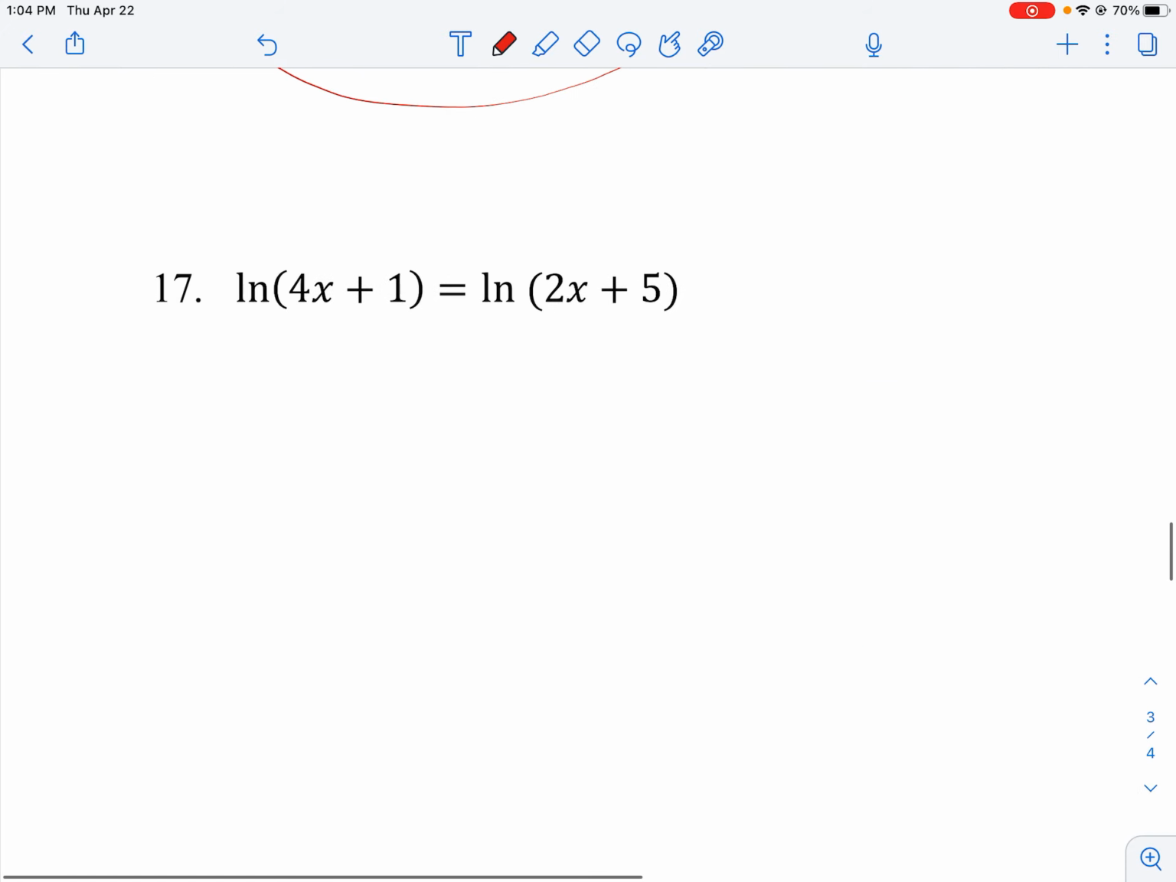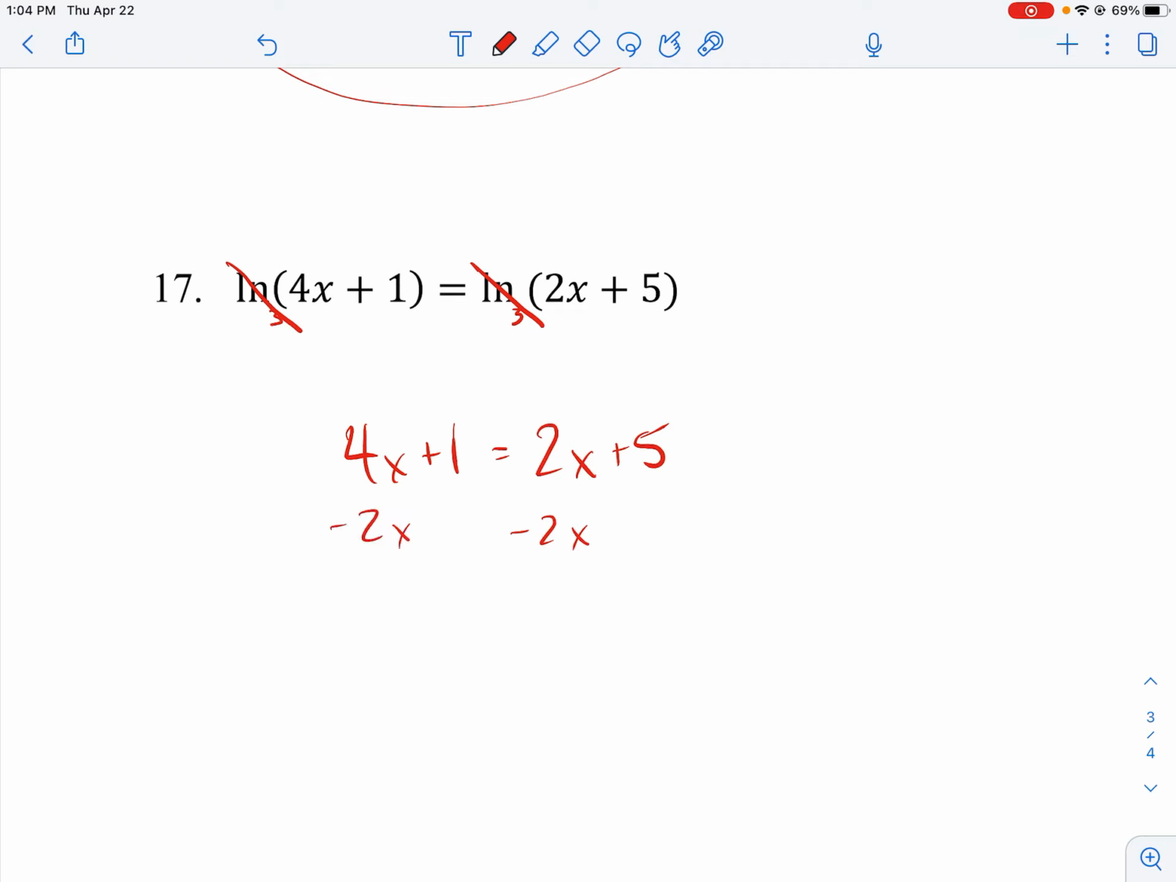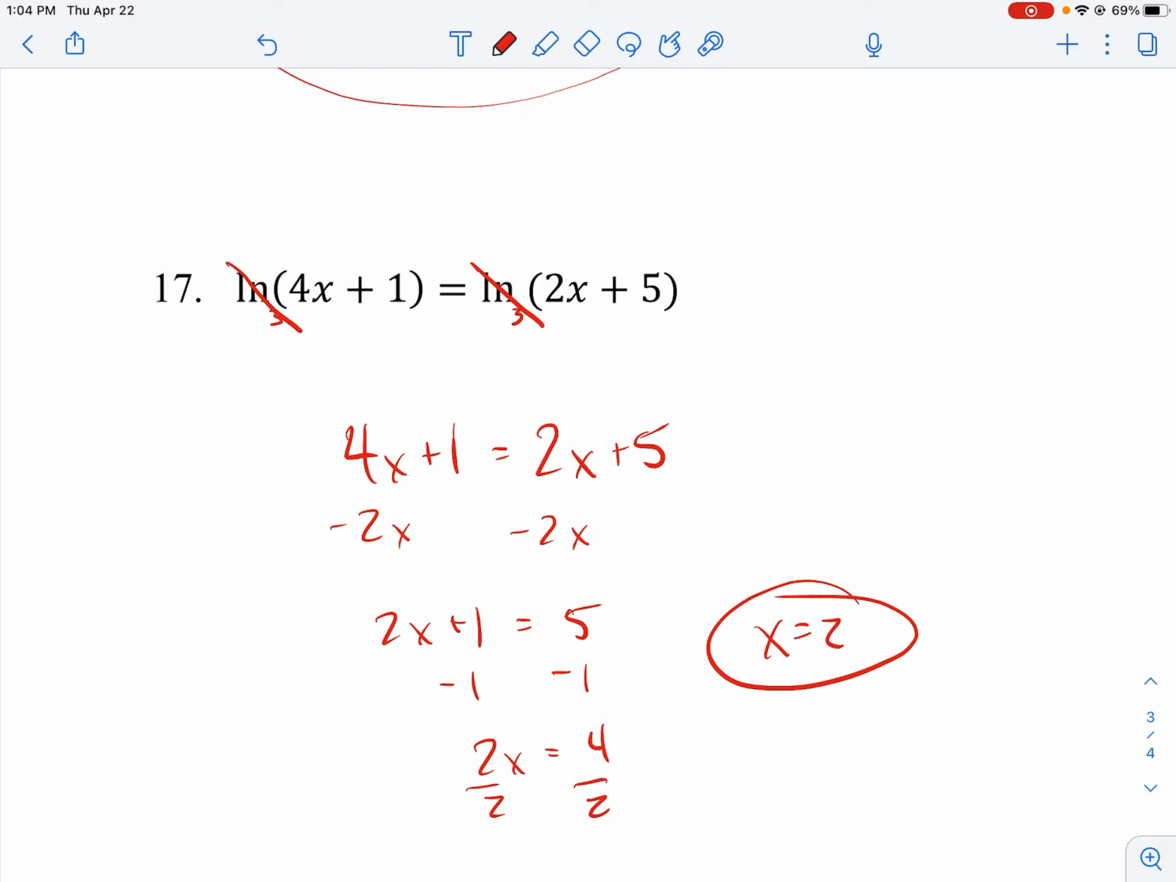17, again, same base, same log on either side. Drop the log. 4x plus 1 is equal to 2x plus 5. Minus 2x, minus 2x. 2x plus 1 is equal to 5. Subtract 1, subtract 1. 2x is equal to 4. Divide by 2, divide by 2. x is equal to 2.